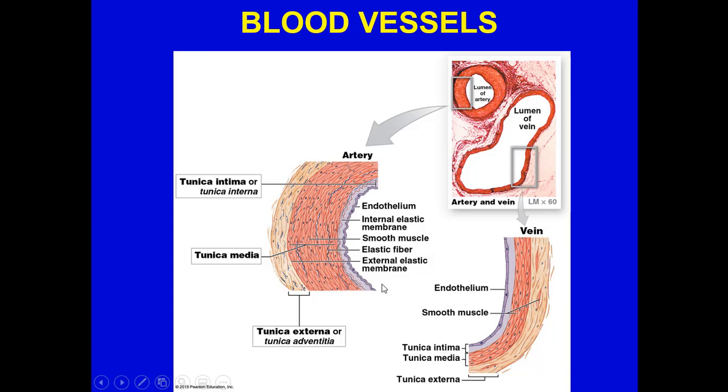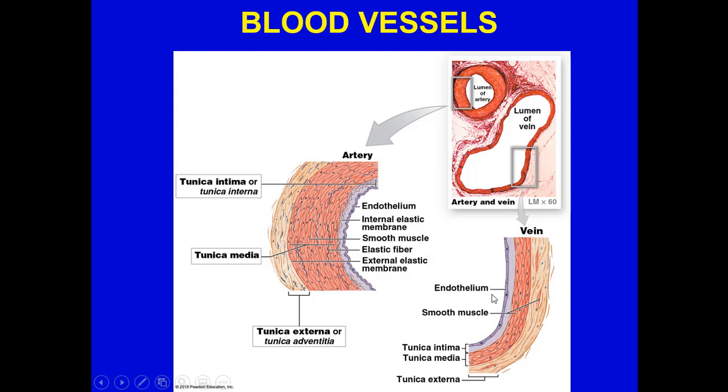The basic point that I want you to walk away with is that an artery has a lot more flexibility. It has an internal elastic membrane and an external elastic membrane. It has a thick tunica media, which is composed of smooth muscle. You will also notice the presence of the endothelium here and the endothelium here.